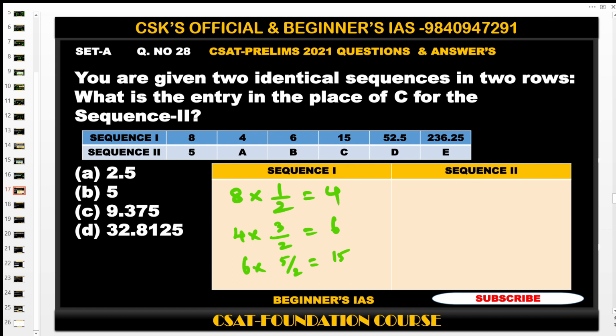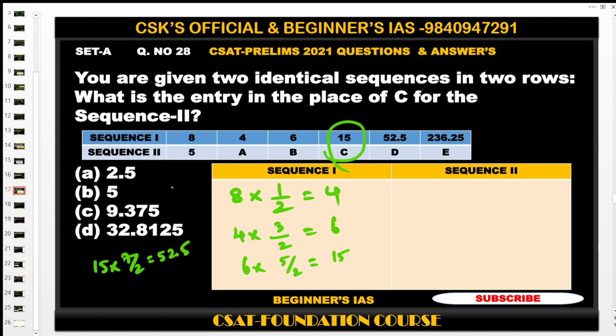So like that it follows some pattern. Okay, so now listen carefully. Now next one is nothing but 15 into dash 7 by 2 is equal to 52.5. Stop it here itself. We need up to this only.